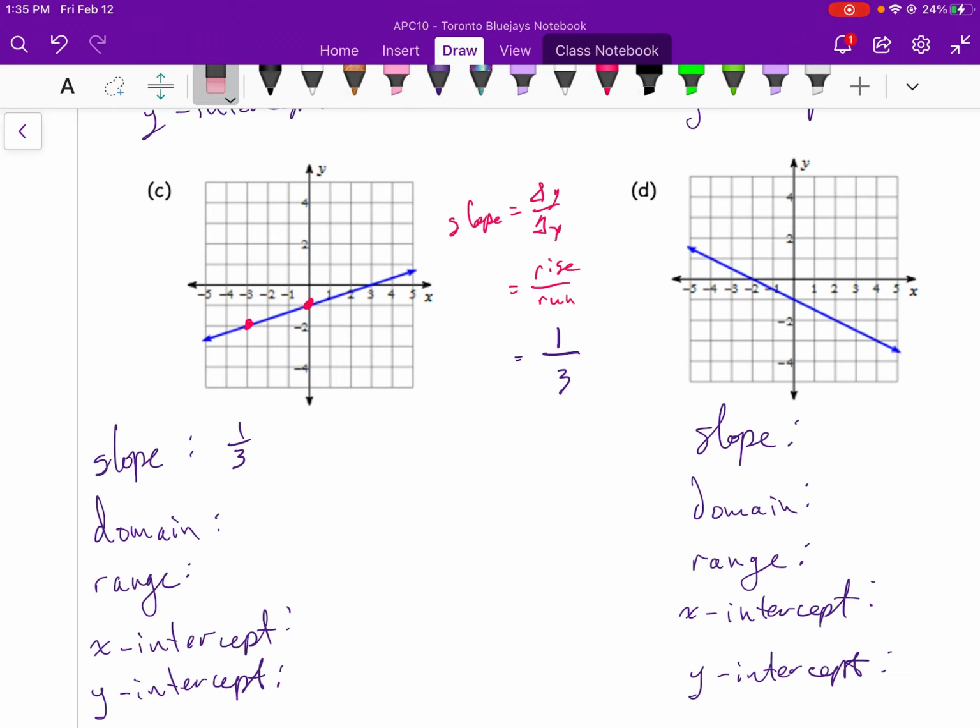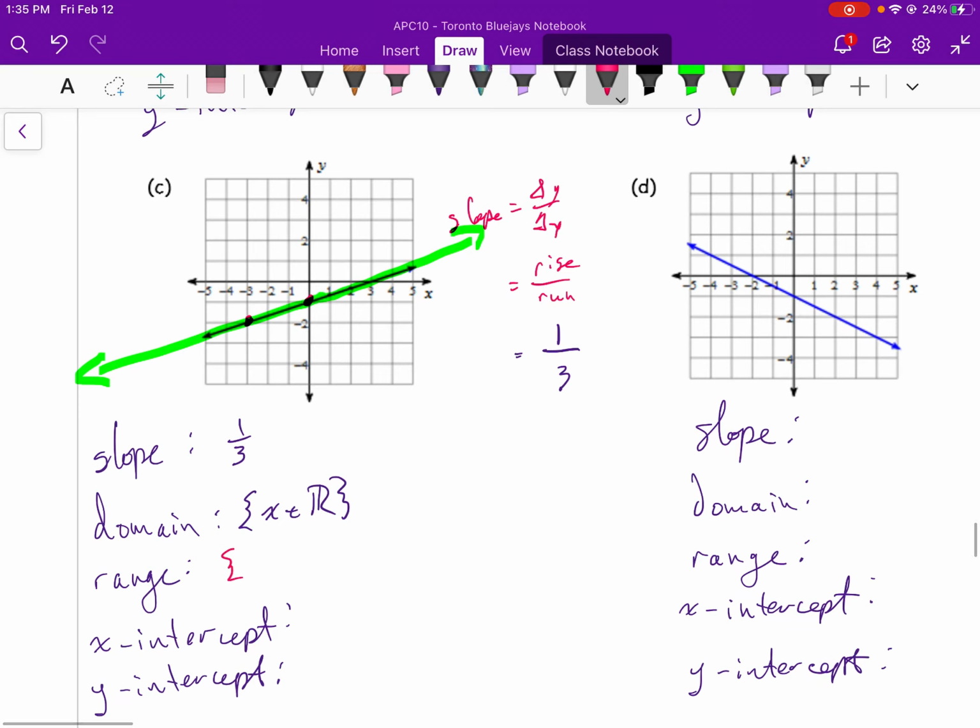Now, it's not getting very exciting for domain, but it's really important that you understand. The graph continues to go on forever in the right direction and the left direction. So, therefore, my domain is x is an element of the reals. x can be anything without bound. My range, very similarly, sorry, that set bracket was kind of not looking good. My range is going to be y is an element of the reals.